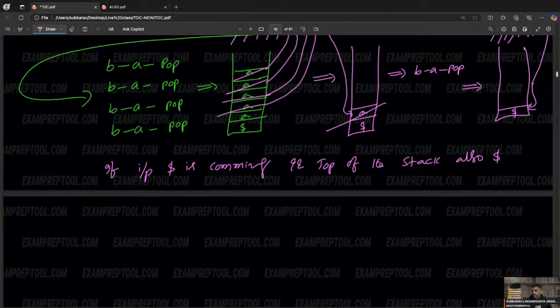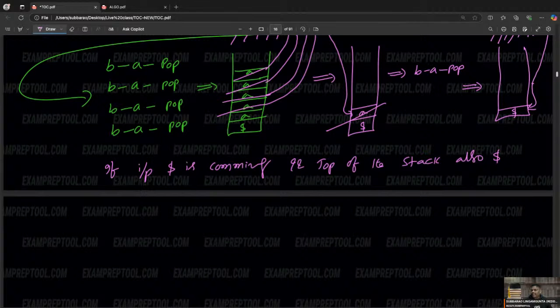Suppose next input coming is dollar, top of the stack is A. That means some A's are still left out, B's are less. So A's are more. Suppose next input coming is B, top of the stack is a dollar, means B's are more. Whenever B is coming, top of the stack is no one, B's more. Whenever dollar is coming, top of the stack is A, A's more.